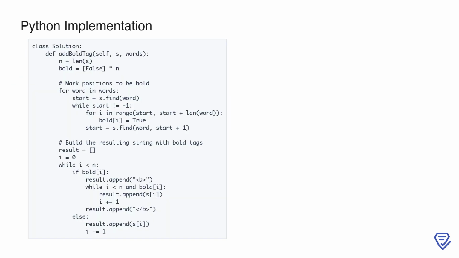Here, we define a class Solution with a method addBoldTag which takes two inputs, the string S and a list of words. The goal is to add bold tags around all substrings in S that match any word in the list.